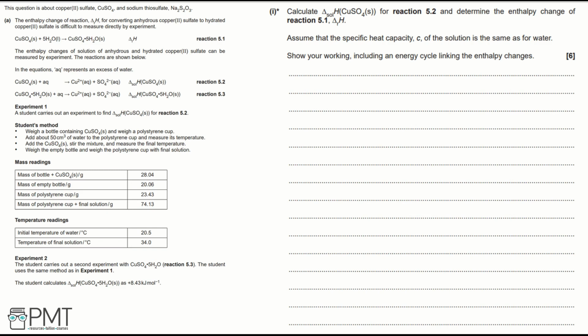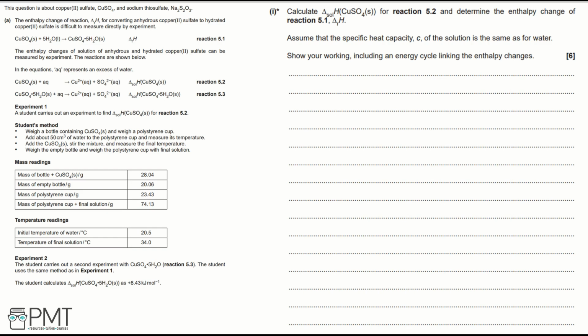Experiment 1. A student carries out an experiment to find the enthalpy change of solution of copper 2 sulfate for reaction 5.2. The student's method is that they're going to weigh a bottle containing copper 2 sulfate solid and weigh a polystyrene cup. Add about 50 centimeters cubed of water to the polystyrene cup and measure its temperature. Add the copper 2 sulfate solid, stir the mixture, and measure the final temperature. Weigh the empty bottle and weigh the polystyrene cup with the final solution.